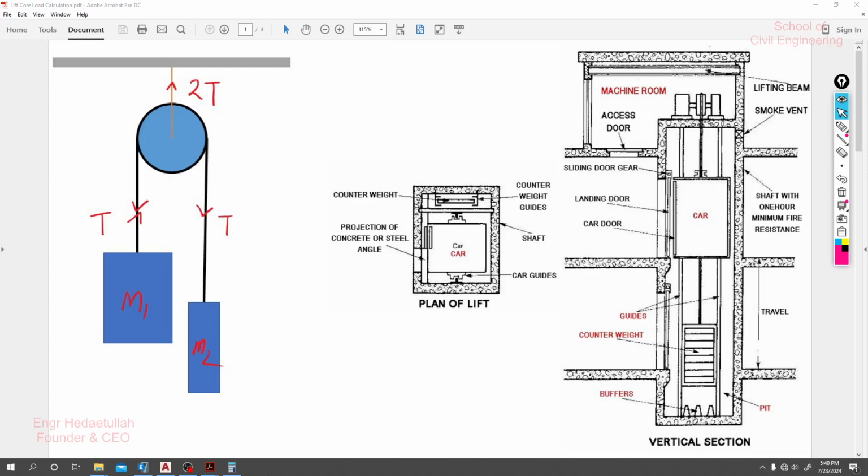In this lesson, we are going to learn about lift core load design. It is very important to understand and know about lift core load.